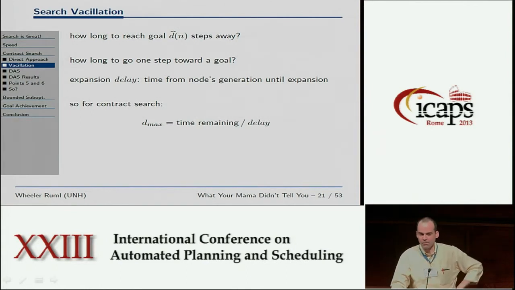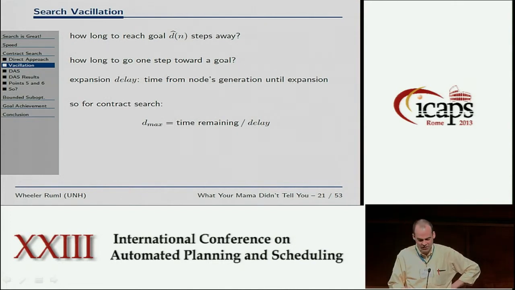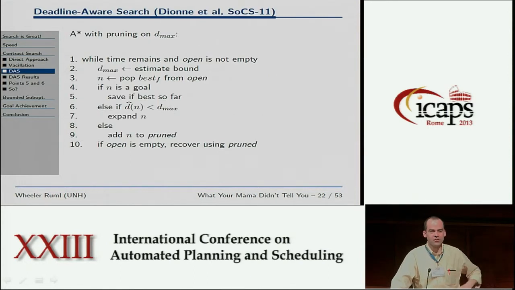Now, if we want to do contract search, we just take the remaining time and divide it by our current estimate of the expansion delay. This is a very rough approximation to how far we expect the search to get. Nothing fancy, just very basic. So now we have an algorithm just like A*, except we're going to prune on what we think the most distant solution we can reach is going to be.